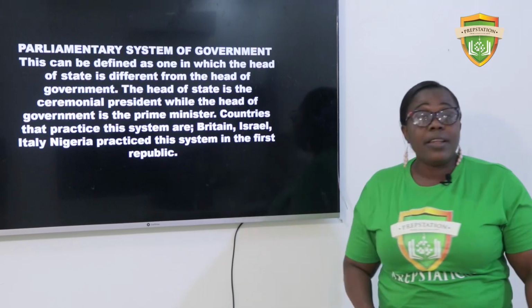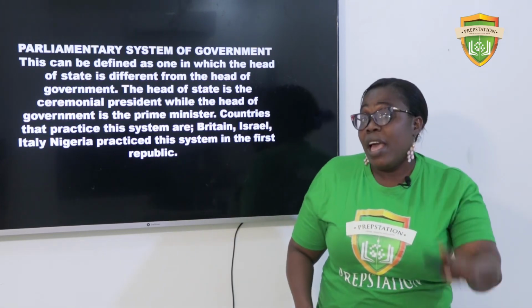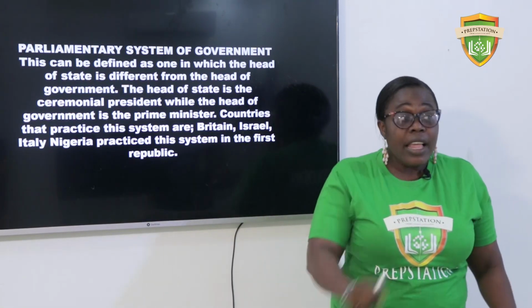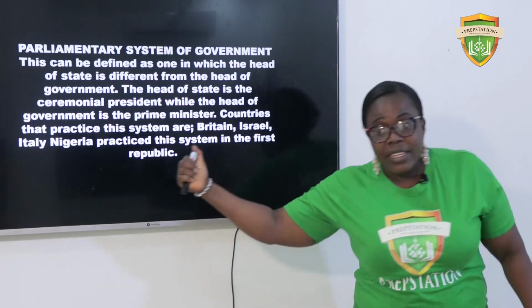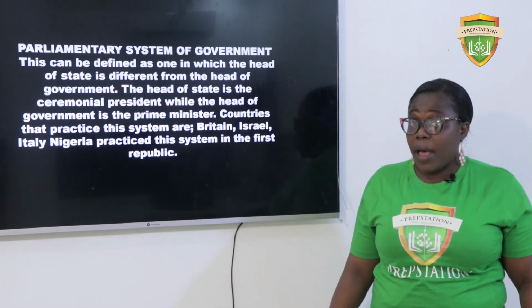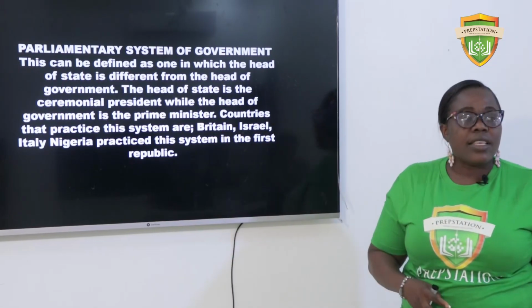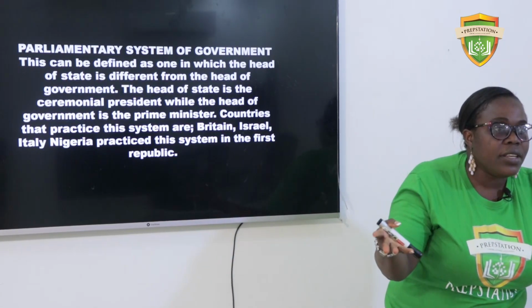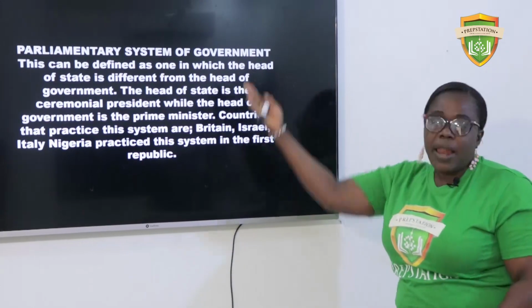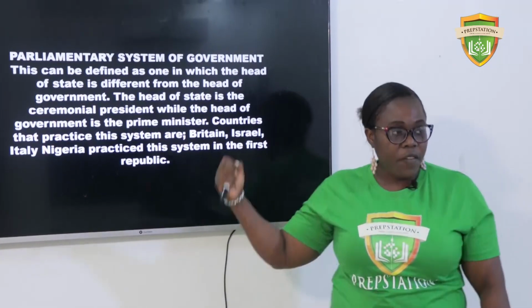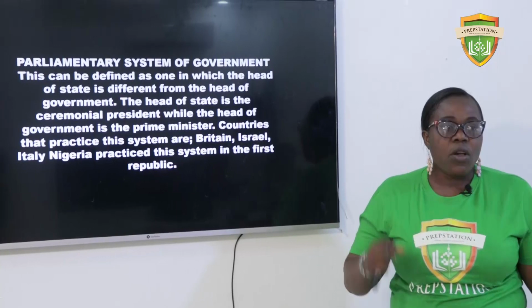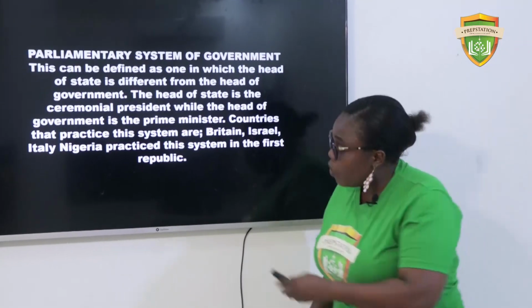In the First Republic, Nnamdi Azikiwe was who? The ceremonial president. Tafawa Balewa was what? The prime minister. You remember? My government students, you should remember this. So now let's look at the features and characteristics of a parliamentary system of government.